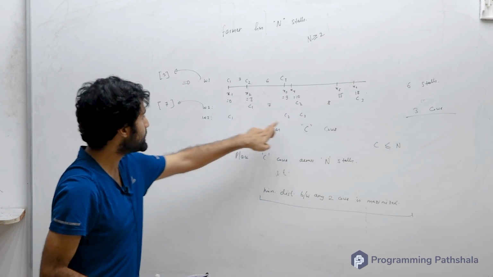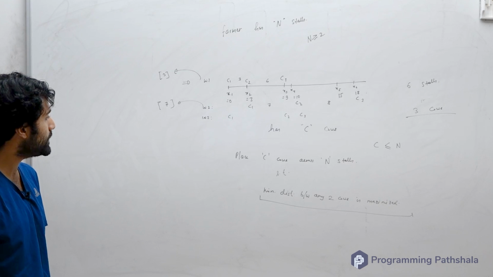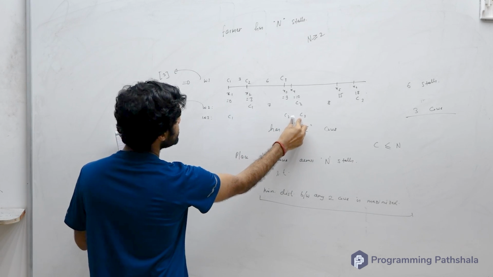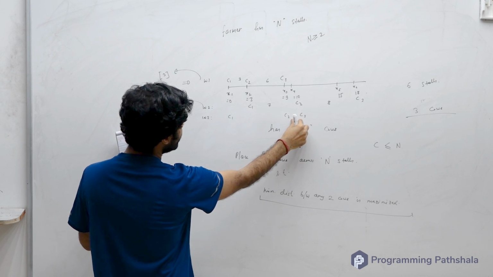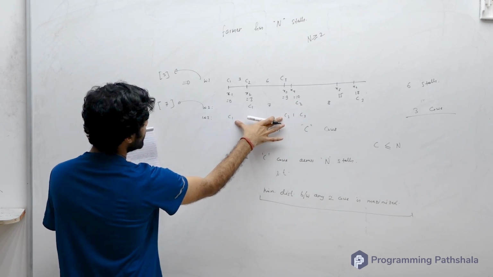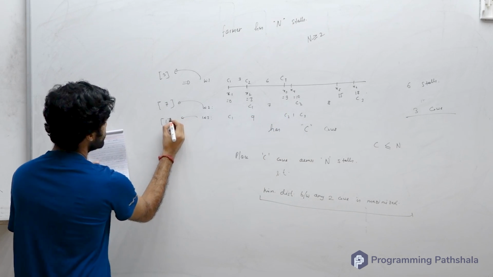What is the minimum distance between any two cows in this case? The minimum distance between any two cows in this case is this much, right? And what is this? This is 10 minus 9, 1, because this was 9 minus 0, 9. So here it was 1.